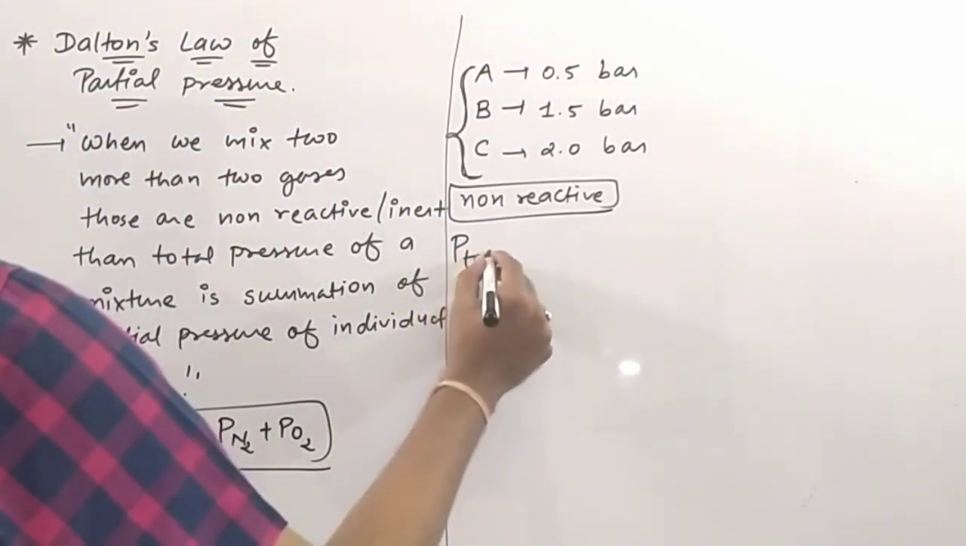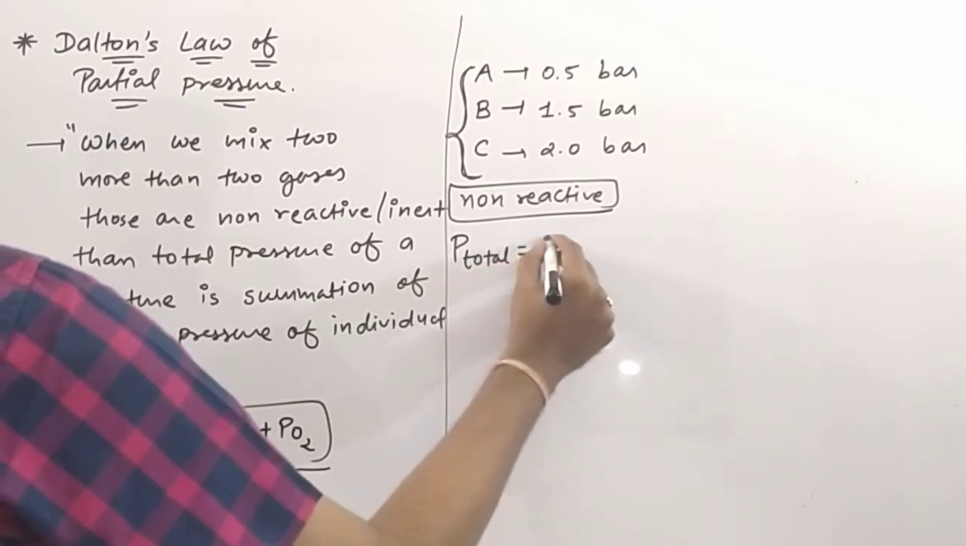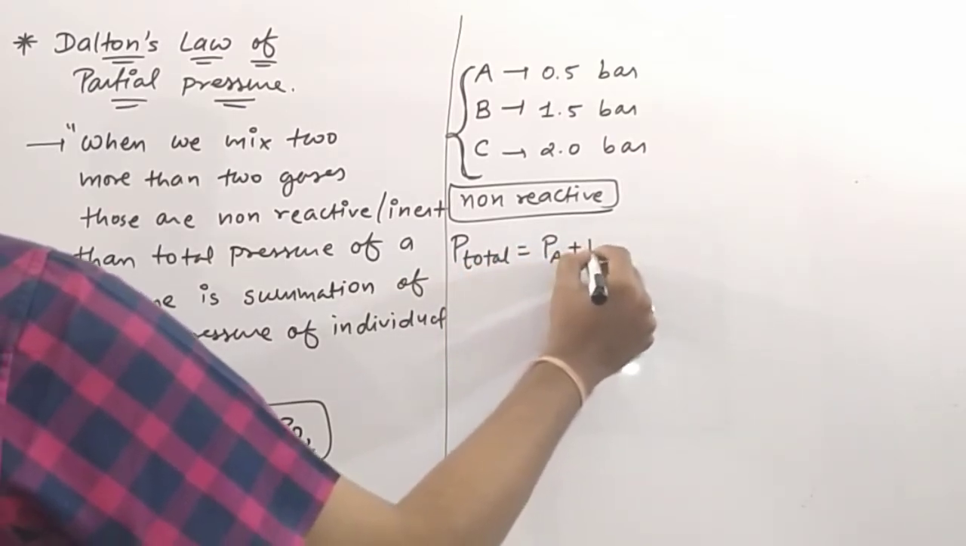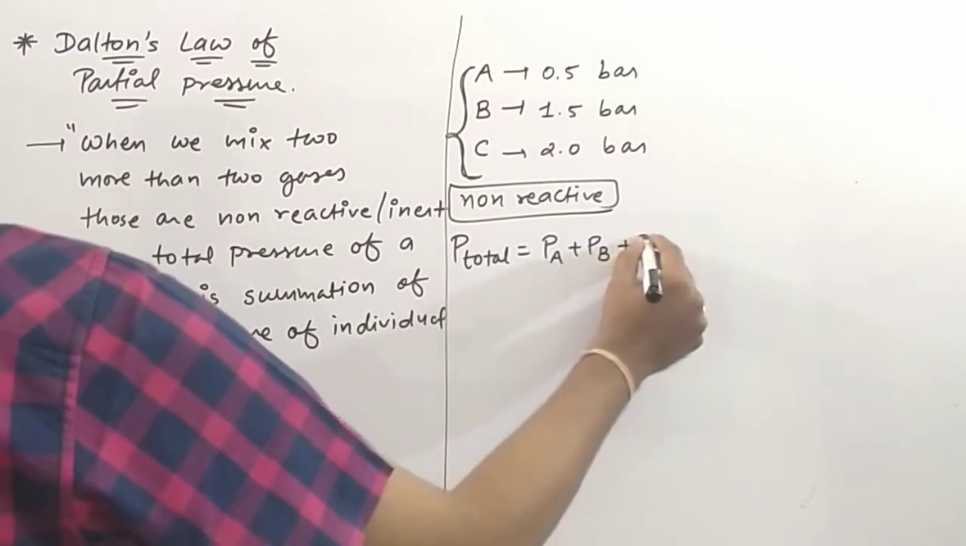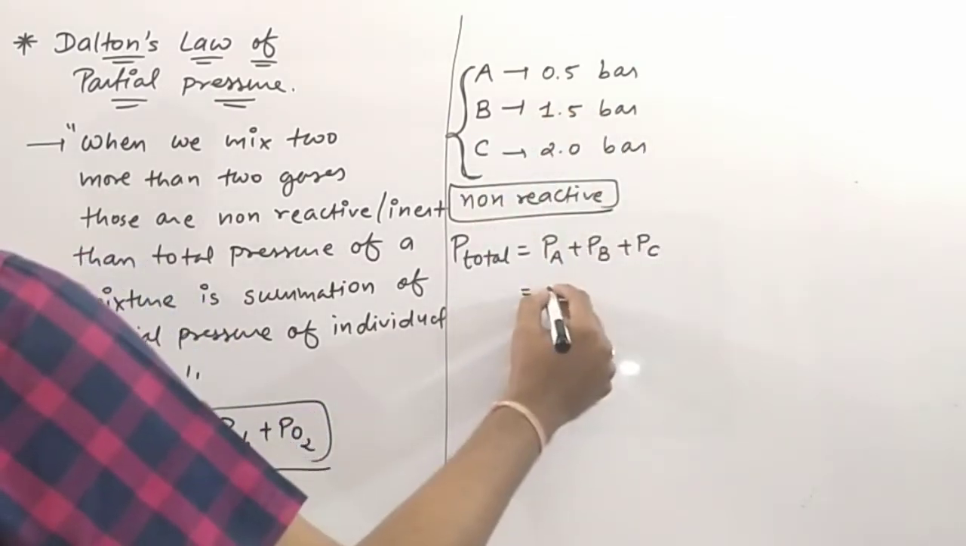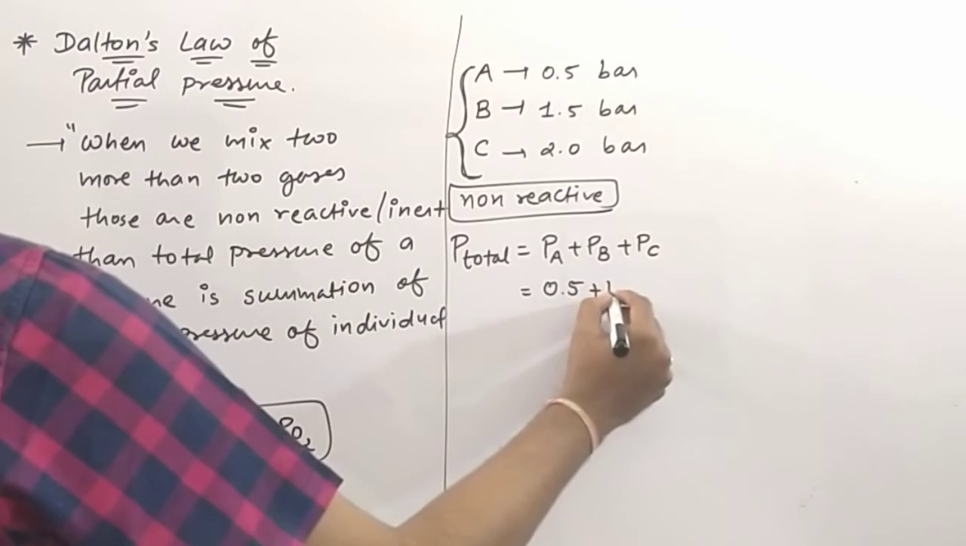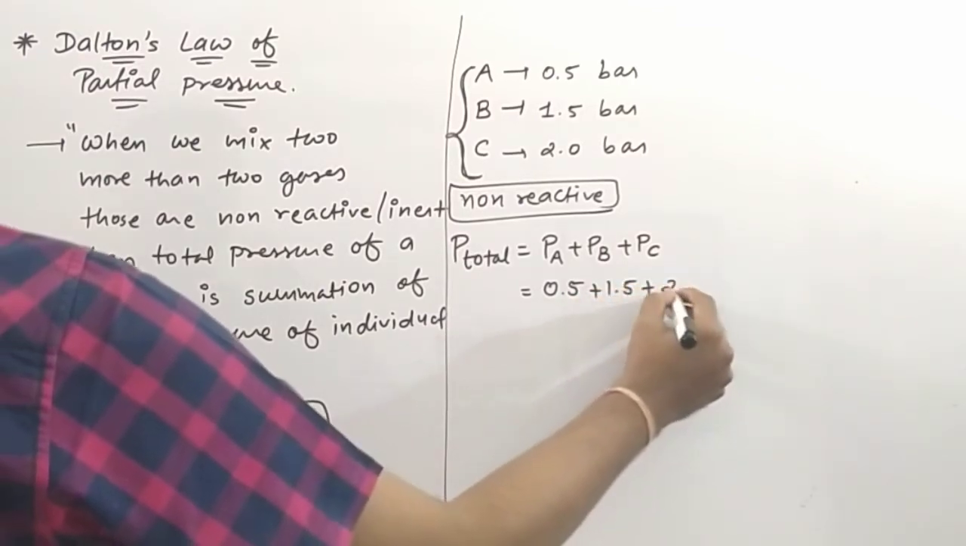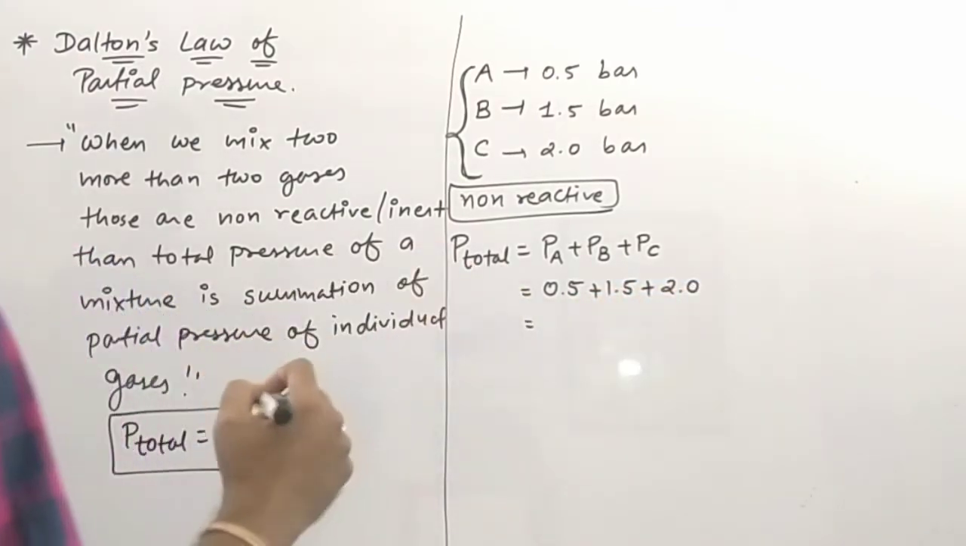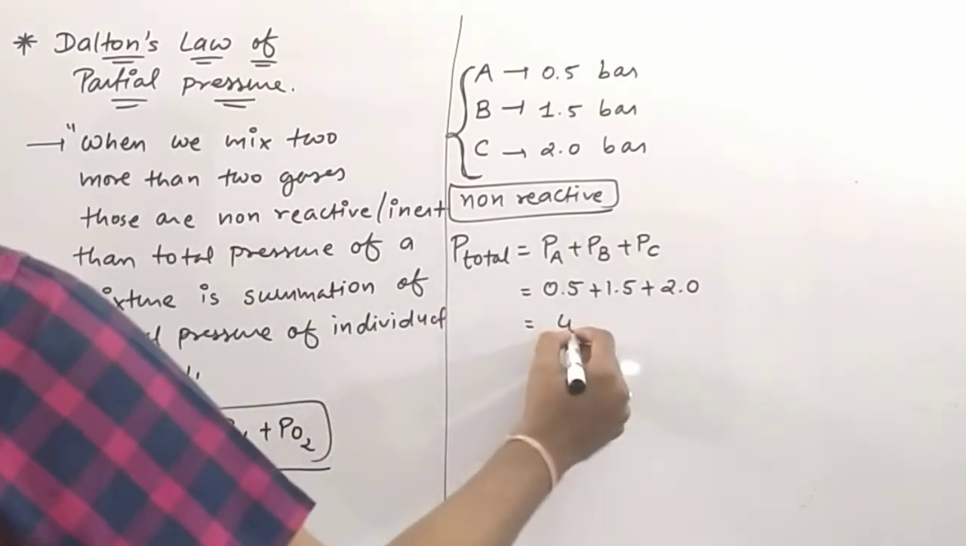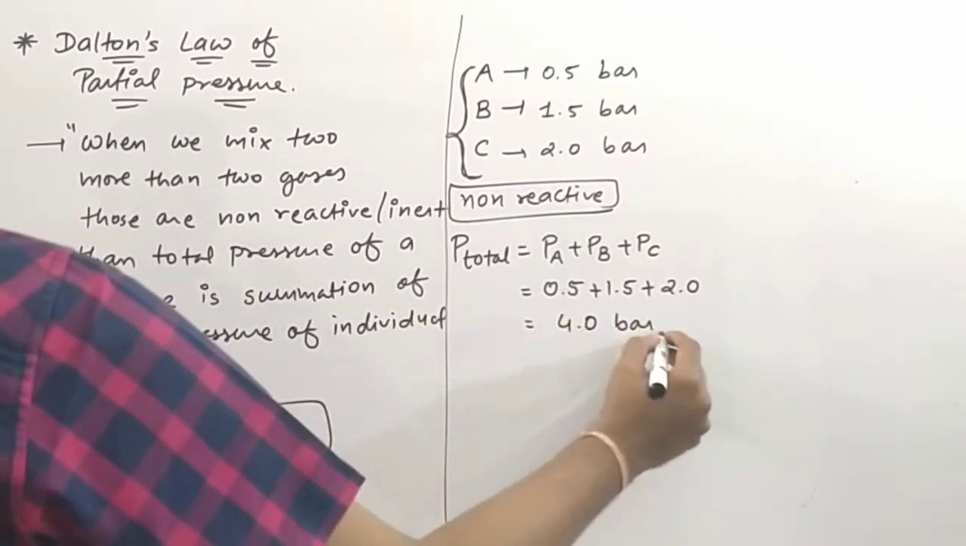Can I write here that the total pressure will be the partial pressure of A plus the partial pressure of B plus the partial pressure of C? The partial pressure of A is 0.5, of B is 1.5, and of C is 2. Clear? We just have to do the addition. So the total pressure will be 4 bar.